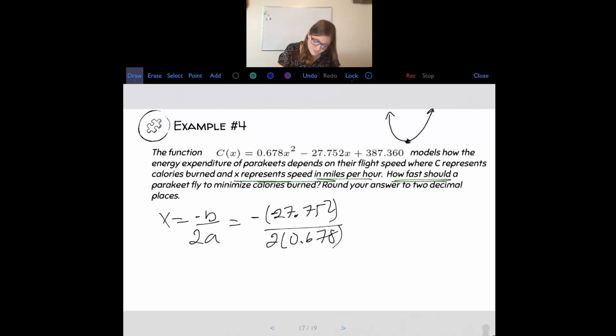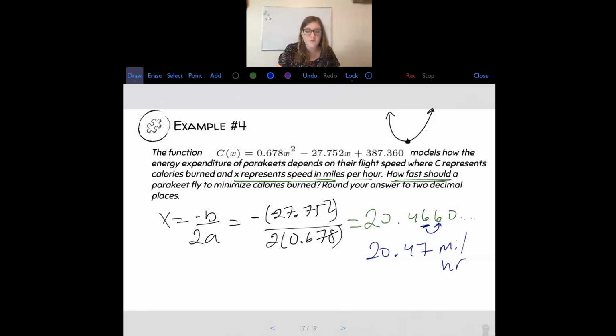Okay, so if we plug this into our calculator, where's my calculator? Okay, and I get 20.4660... We're rounding to 2 decimal places, which means we're rounding the second decimal place. Okay, so we underline the 6, we look next door. The number next to it is 5 or greater, so that 6 goes up 1, and this is in miles per hour.